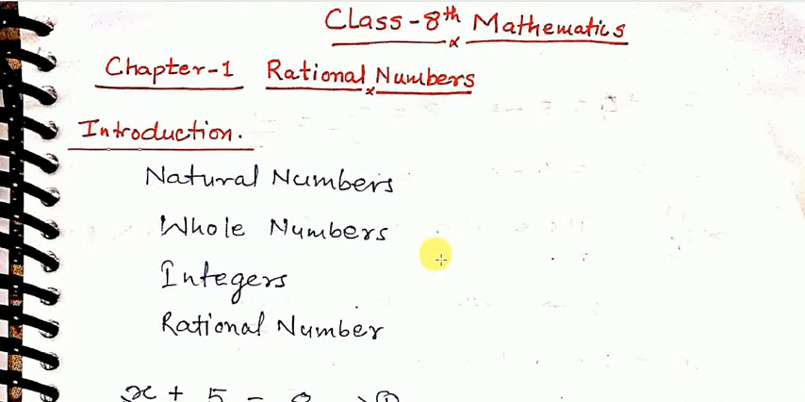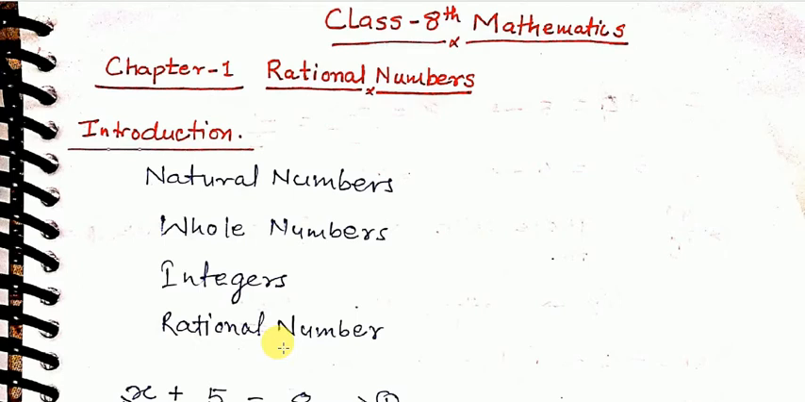Hello students, in this video I am going to teach you CBSE class 8th mathematics. So we will start with chapter number 1, which is rational numbers. In the introduction, let's recall some of the types of numbers like natural numbers, whole numbers, integers and rational numbers.